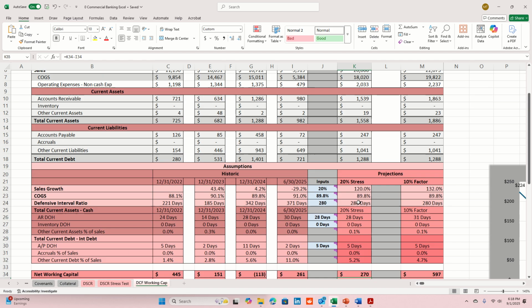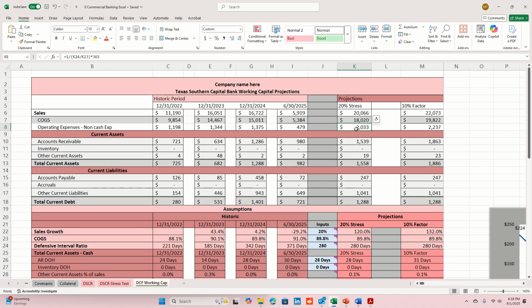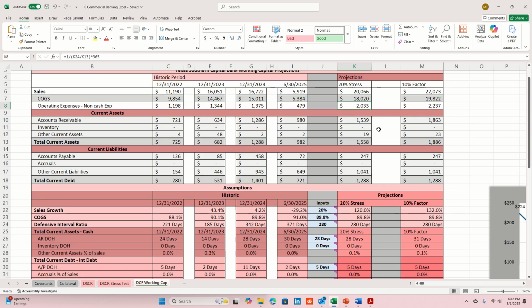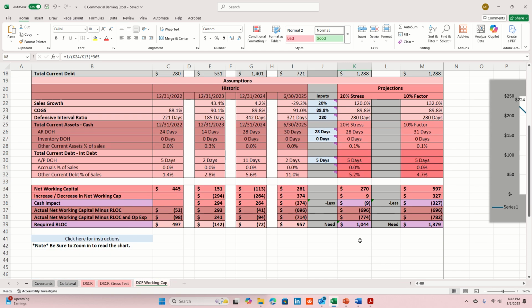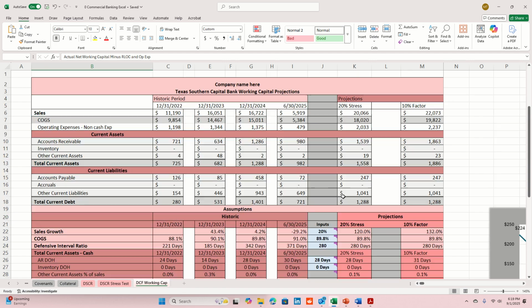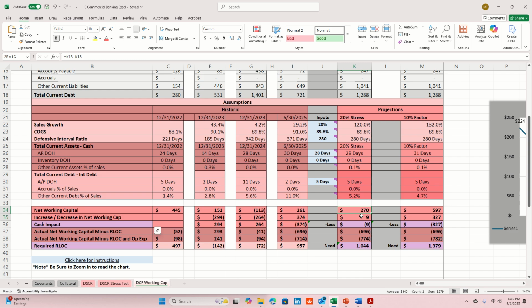But the equation's not done yet. We also predicted how much current operating expenses we would have. This is how much operating expenses we're expecting to have: $2 million worth. So we go down here and we calculate our, oh, well, I haven't gotten to that. Okay, so anyways, hopefully you understand what's happening right here when we're calculating our cash impact.